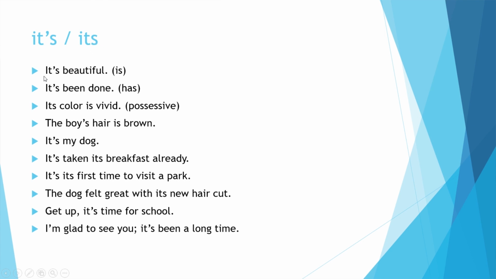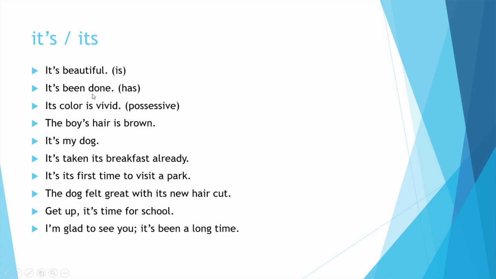For example, it's beautiful. Here, it means it is. How to understand this one? Very easily we can understand, because without this one, we don't have any verb here. We know that without any verb, we cannot make any sentence. So it will be it is. And here, look at this, it's been done. Here we have past participle form of verb. So here, this one is it's, means it has.